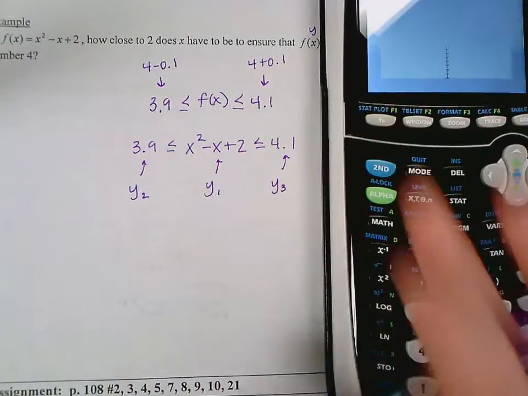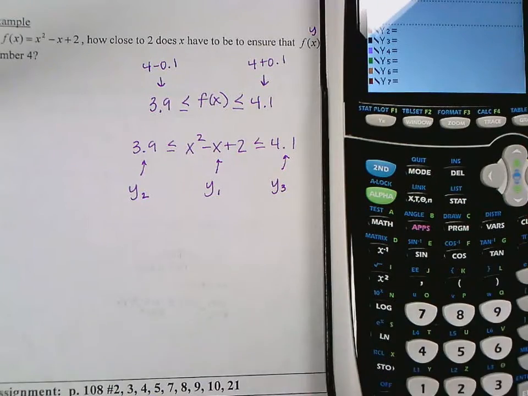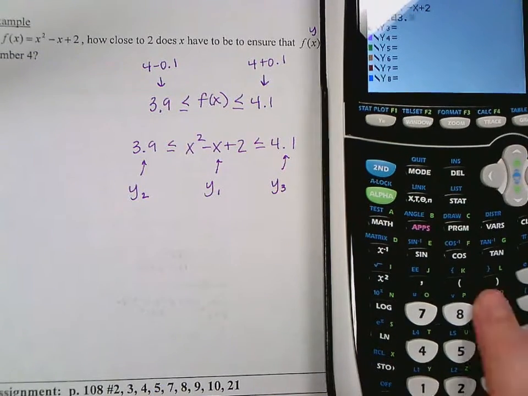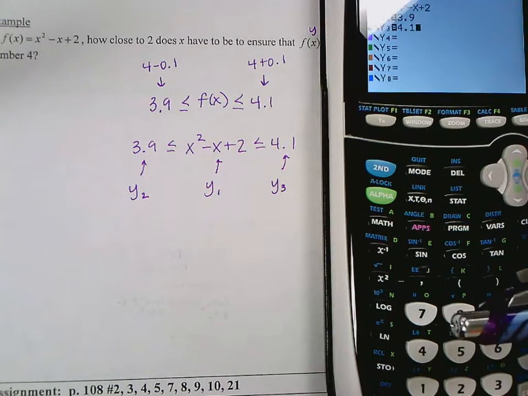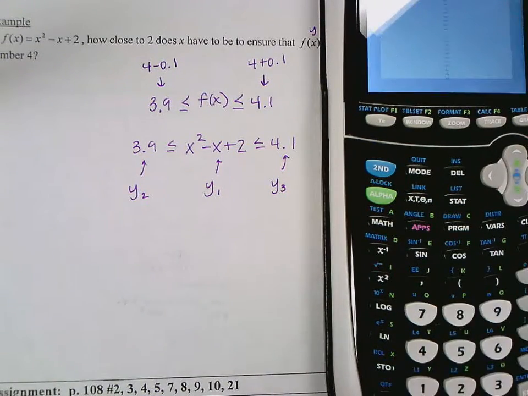Okay, so if I do that, erase this, so I have x squared minus x plus 2. Then I'm also going to graph 3.9, and I'm also going to graph 4.1. And I already have my standard window from before, so I'll just hit graph. And you should see that the 2 horizontal lines intersect your function.